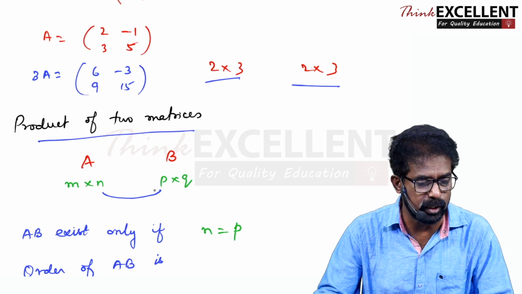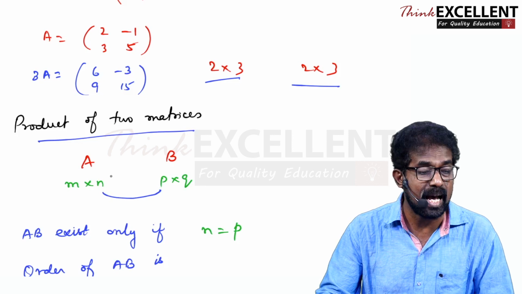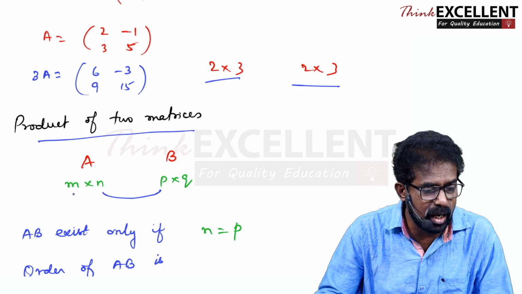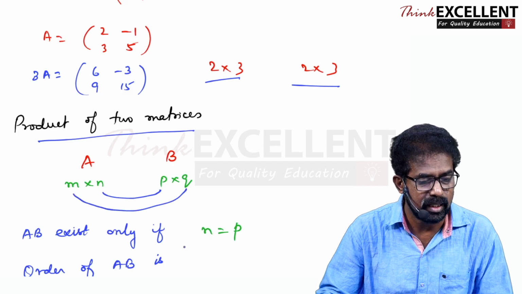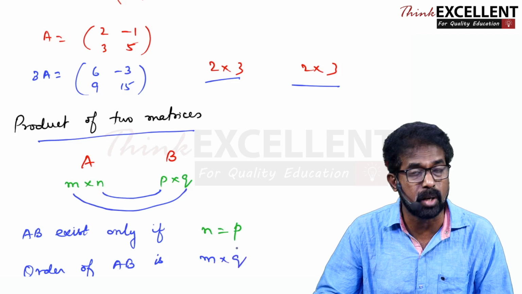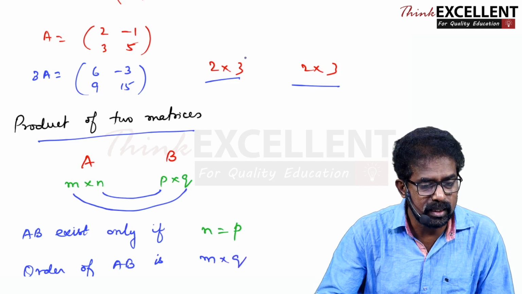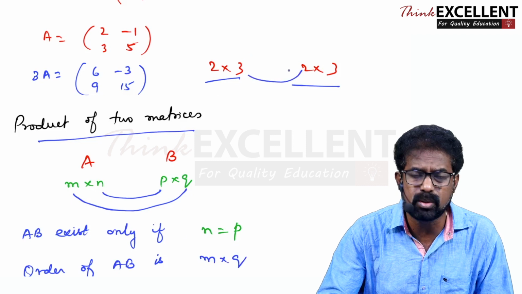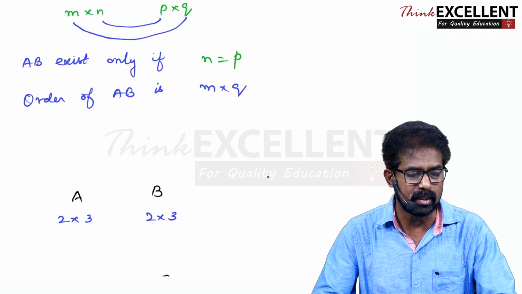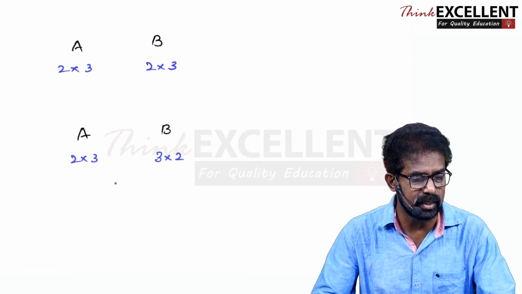Then how to multiply, I'll tell you. Then what is the order of the answer? You are finding the product AB. The order of the final answer will be first and last, m by q. M by q will be the order of the product AB, right? So in this example, these two are not the same. So you cannot multiply a 2 by 3 matrix and a 2 by 3 matrix. That you cannot multiply because they are not equal.